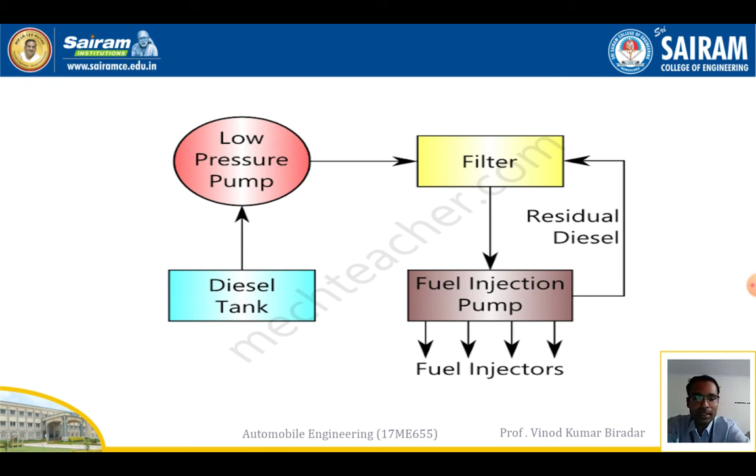As we know, in the cylinder there are four strokes: suction stroke, compression stroke, power stroke, and exhaust stroke. When the fuel is injected into the cylinder, combustion takes place. From the combustion, some spark is produced, and from that the vehicle will move on the road. This is about the working of the fuel injection system.